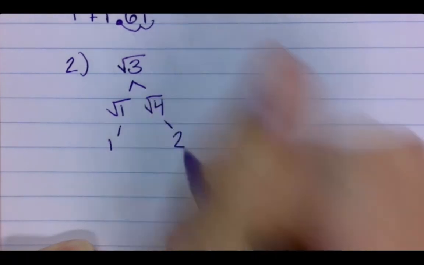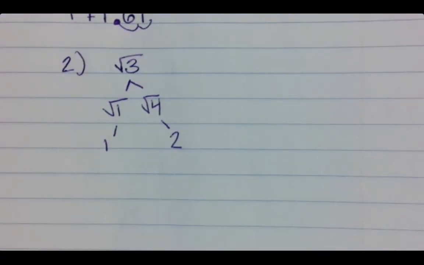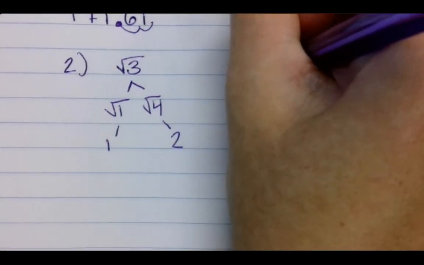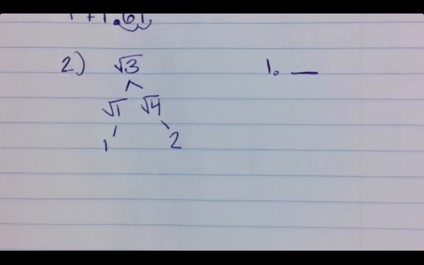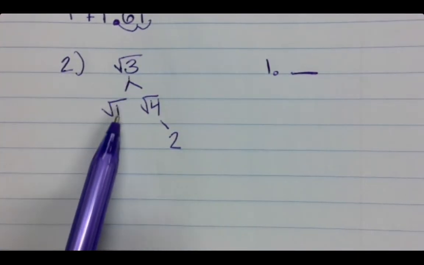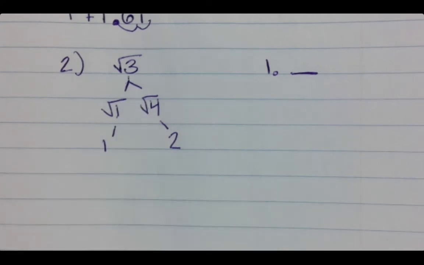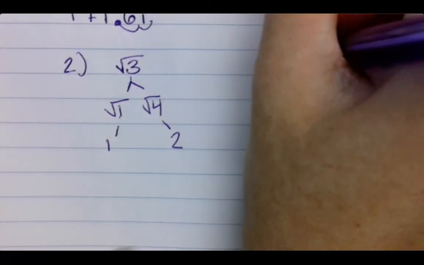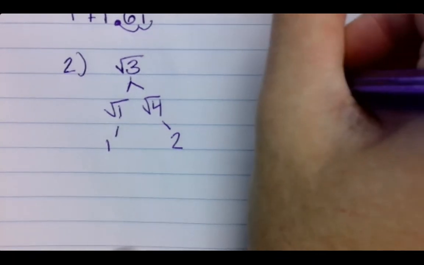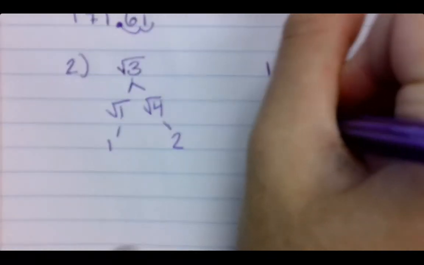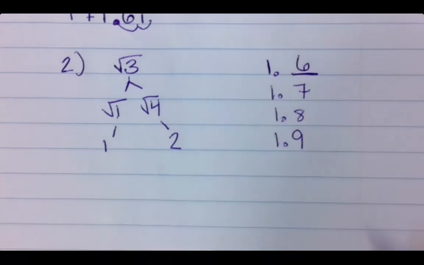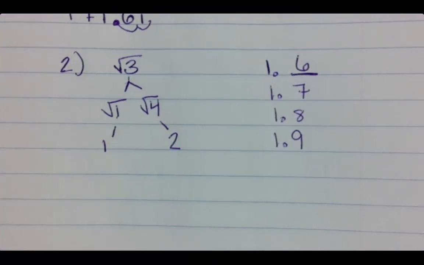Which would be 1 and 2. Okay, so it's going to be 1 point something. But is 3 closer to 1 or is 3 closer to 4? It's closer to 4. So it's going to be the higher ones. So 1.6, 1.7, 1.8, or 1.9. What do you think you want to try?